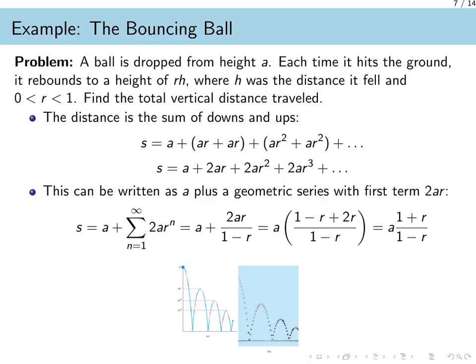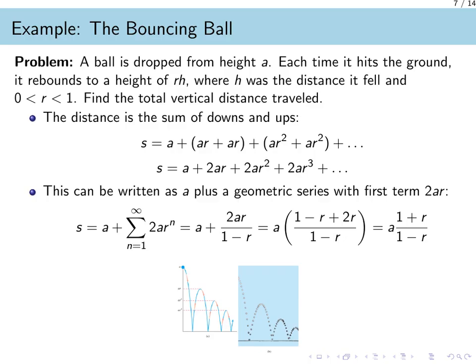After the first drop, the ball rebounds up a distance of a times r, and then falls that same distance down. The next rebound is up a times r squared, and then down that same amount. This pattern reveals that the total distance is the initial drop, a, plus a geometric series. This series accounts for all the bounces, with a first term of 2ar and a common ratio of r.